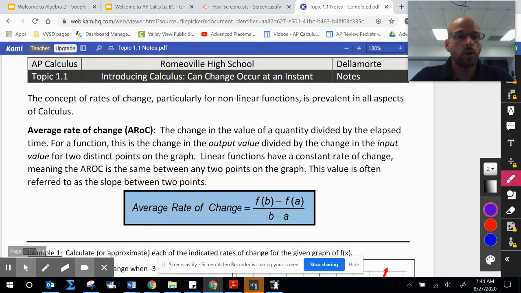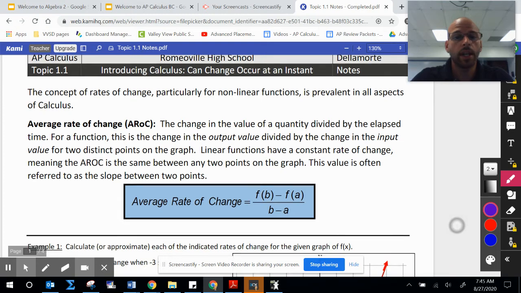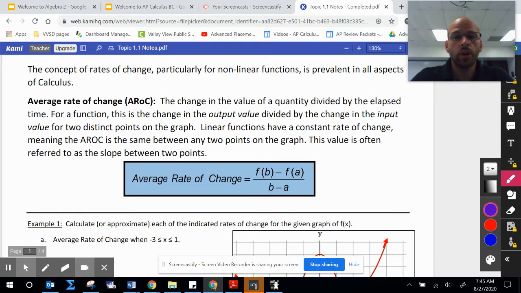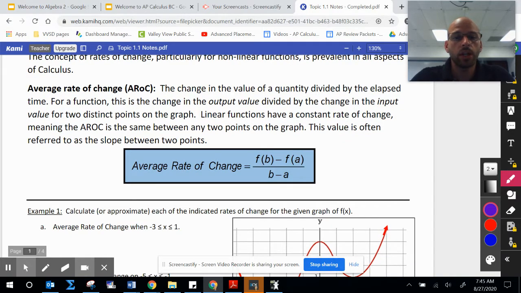Okay. So the concept of rate of change, and we're going to focus that on mostly nonlinear functions. You've all seen rate of change before in Algebra 2. Rate of change is otherwise known as slope of a graph, but we're going to talk about average rate of change. So in a real world context, it's the change in a quantity divided by an elapsed time. But we don't always talk about time.